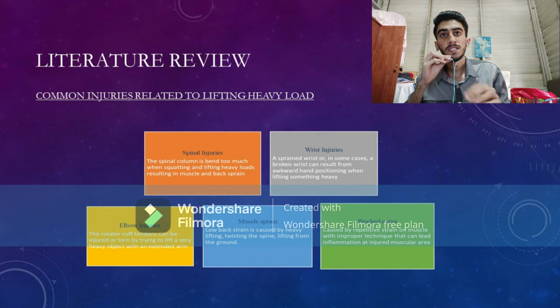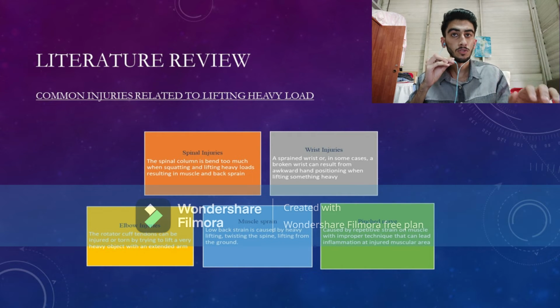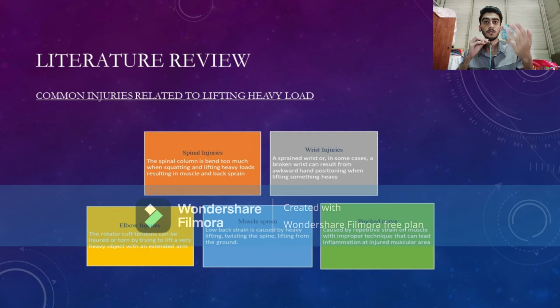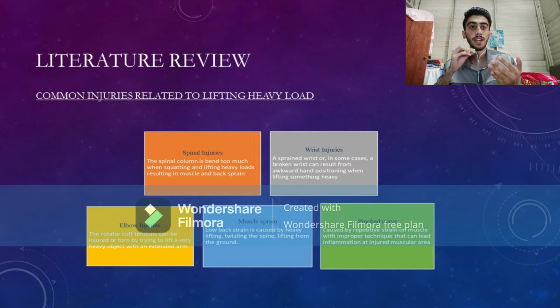Next, we'll see common injuries that are related to lifting heavy loads. When we carry heavy objects, we tend to create ergonomic hazards that can lead to the risk of injury. One of the main injuries are spinal injuries, wrist injuries, elbow injuries, muscle sprain, and pinched nerve.